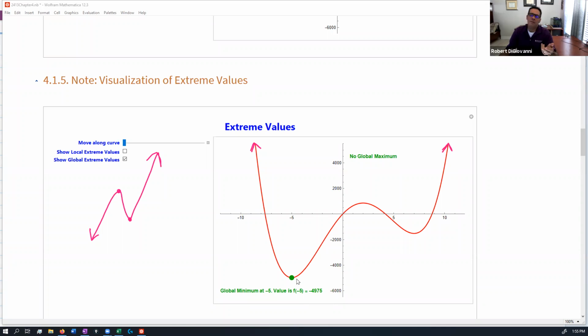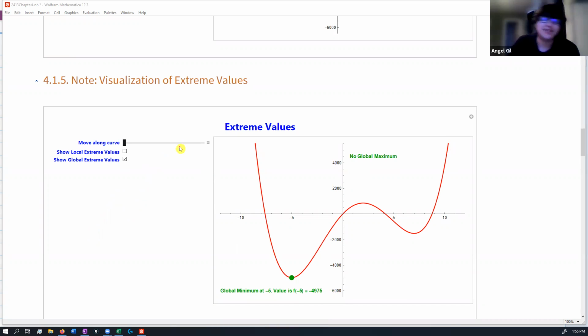If you try and say infinity is a global max, then you're saying it reaches infinity, but infinity is just not a number. It's an idea, it's a concept. So I understand what you're saying, but for the definition, we need it to be an actual real number. Thank you. No, good question.